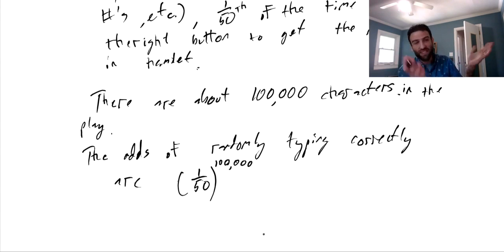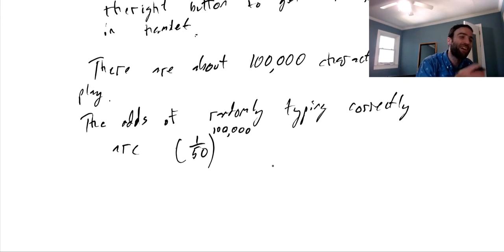So similarly, this is something like 1/50th to the power of 100,000. That is a very small number. Amusingly, if you type this into Google or most calculators, it's so small that it says 0, just because it doesn't have enough digits of precision to tell you just how small a number this is.